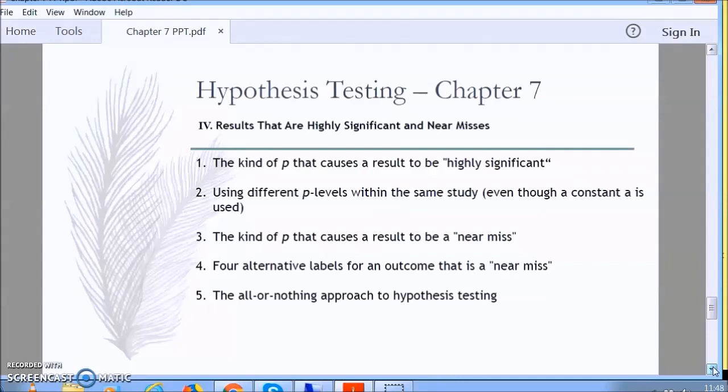Now let us look at the results that are highly significant or are the near misses. In a very real sense, the level of significance plays like a dividing line. The P determines what causes a result to be highly significant. Statistical significance is positioned on one side of the line, and the lack of statistical significance is on the other side of the line. So the P gives you the dividing line.